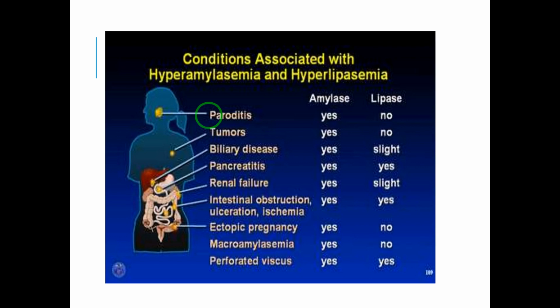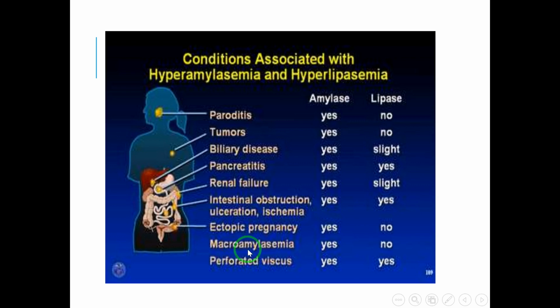We have other causes of increase in the level of amylase. For example, certain types of tumor and biliary disease will also lead to a high level of amylase. In case of renal failure, because amylase is a small molecule that normally passes through the kidney glomeruli and appears in the urine, if the kidney and the glomerular membrane are damaged, the amylase will not appear in the urine and will remain in the circulation, resulting in a high level of amylase in the circulation.